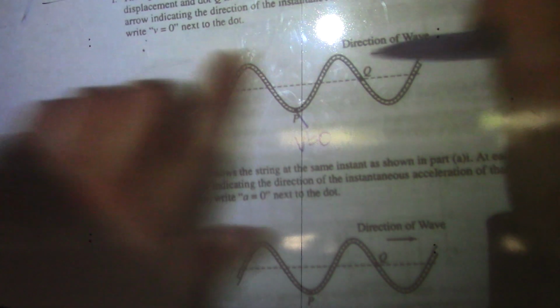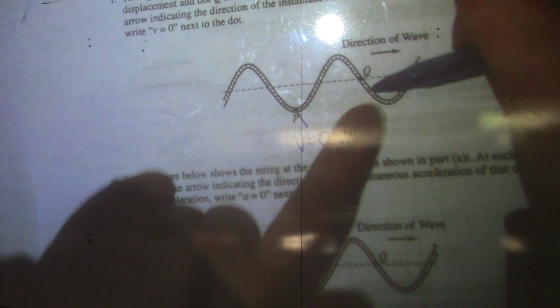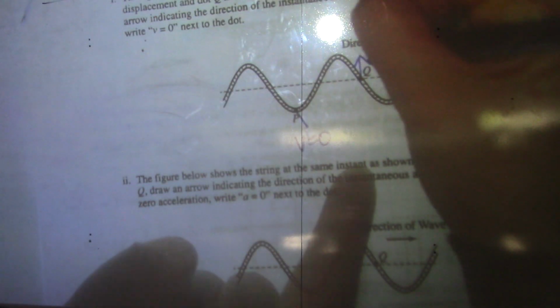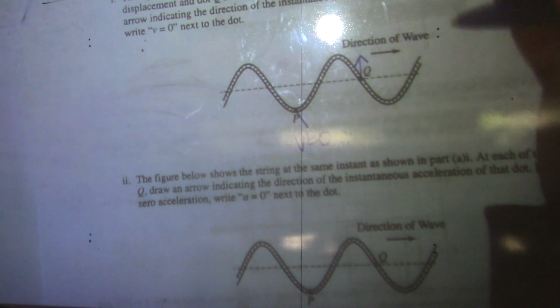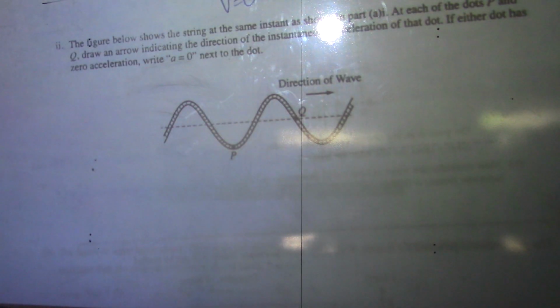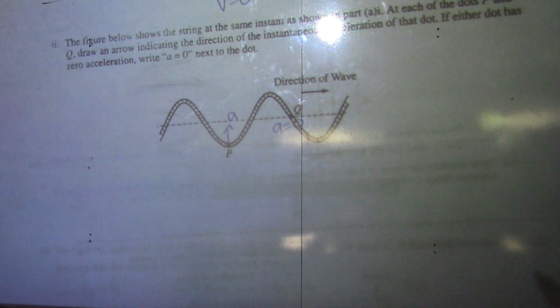If the wave is moving this way, see how the point Q is on its way up? Because a minute ago it was down, not over here, but it was down. And then as this moves over, it's going to be going up. So the velocity of point Q is up. Here now I want the acceleration. This one has an acceleration towards the equilibrium. And this one is at equilibrium, so it has no acceleration at all.